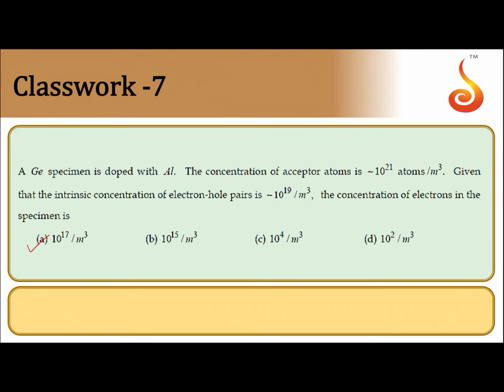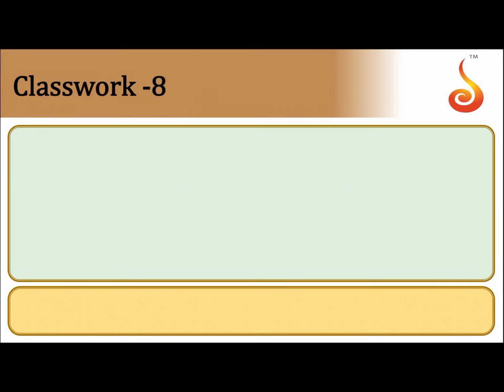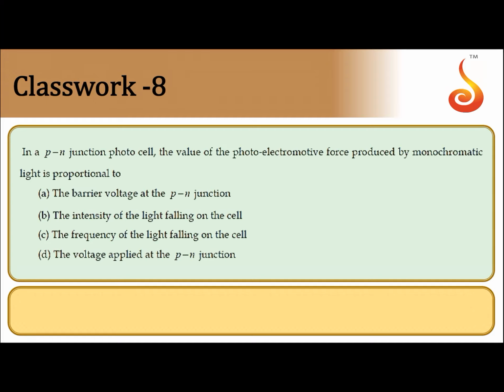So that is option A. Okay, we shall move on to next one. In a PN junction photocell, the value of photoelectromotive force, that is photo EMF, produced by monochromatic light is proportional to. So it is monochromatic light, that means it emits single wavelength, single frequency. The barrier voltage at the PN junction, intensity of light falling on it, frequency of light falling on it, voltage applied at the PN junction.